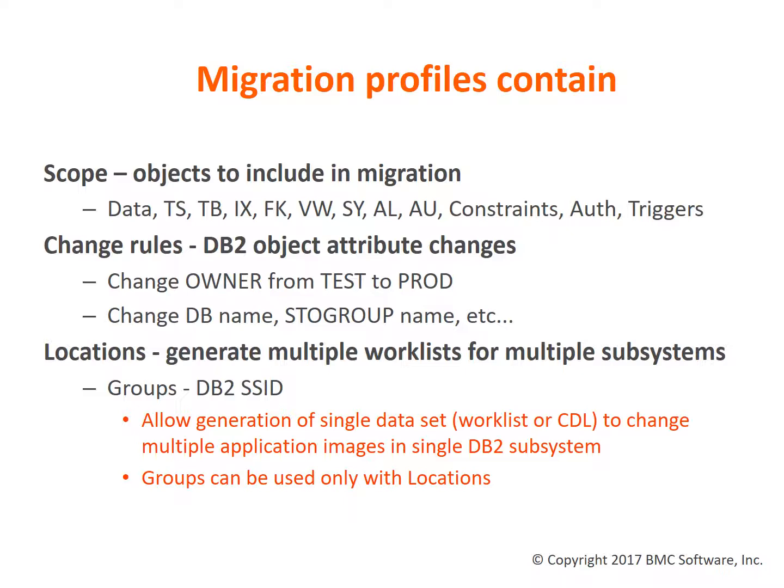Change rules allow you to change attributes for objects automatically. For instance, you may want to change the owner of a table or view when moving from test to production. Locations allow you to create multiple outputs with one analysis or one compare. The locations option is available only for outbound migrate profiles. Let's see how to create migrate profiles.